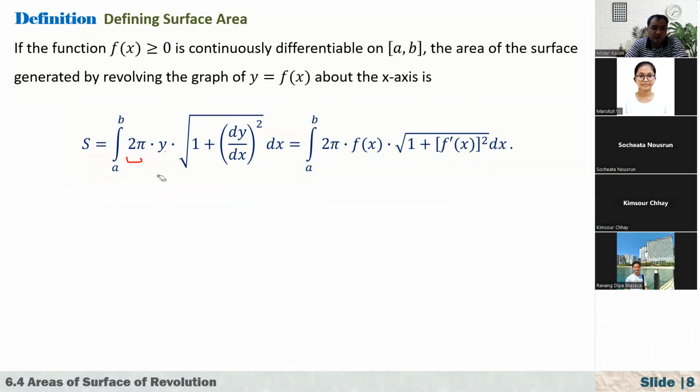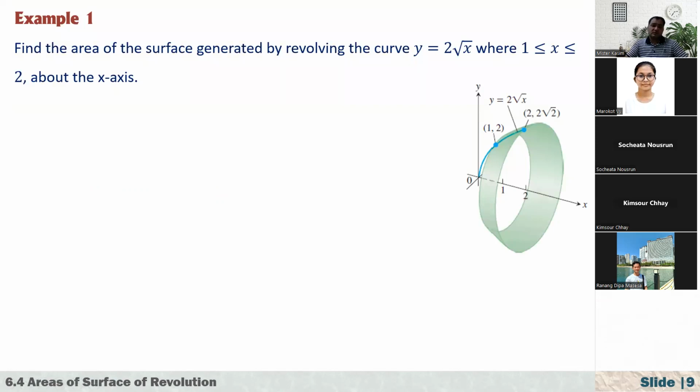Now let's focus on how we're going to use this formula to solve questions. Find the area of the surface generated by revolving the curve y equals 2 times square root of x, where x changes from 1 to 2, above the x-axis. Now, you see this is a little bit more complicated than the arc length. Not complicated, it's involving more expressions. Our function is given, x changing from 1 to 2, it's fine.